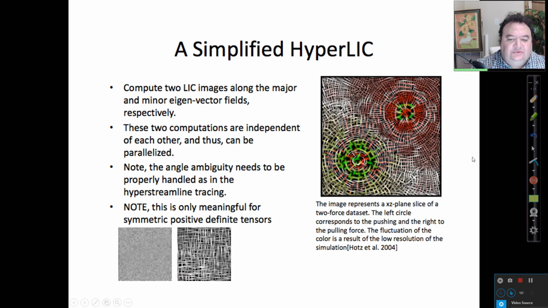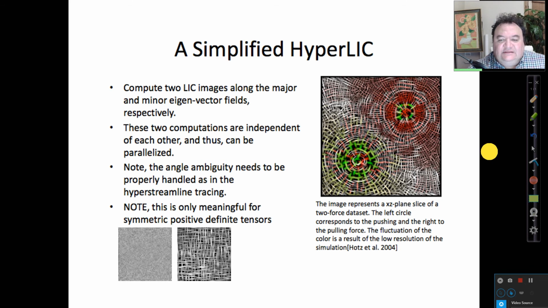Now, to accelerate the computation, this can also be achieved with two independent computations in the direction of the primary and secondary eigenvectors of the flow, and then weaving together the results with this type of pattern, so that we can see both the primary and secondary direction. So this has application to limited cases, but can be very effective in practice.